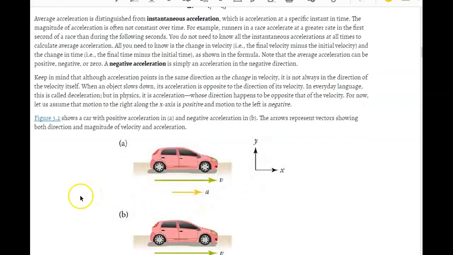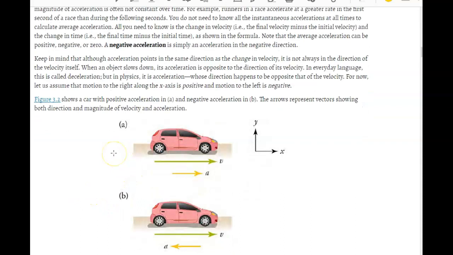For instance, in this sense, the car, let's say we're driving 65 miles an hour on the highway, and we're going to start to get off a ramp. So you're going to accelerate, but you're going to accelerate by slowing down. Okay? This one says a car can have a positive acceleration and a negative acceleration.